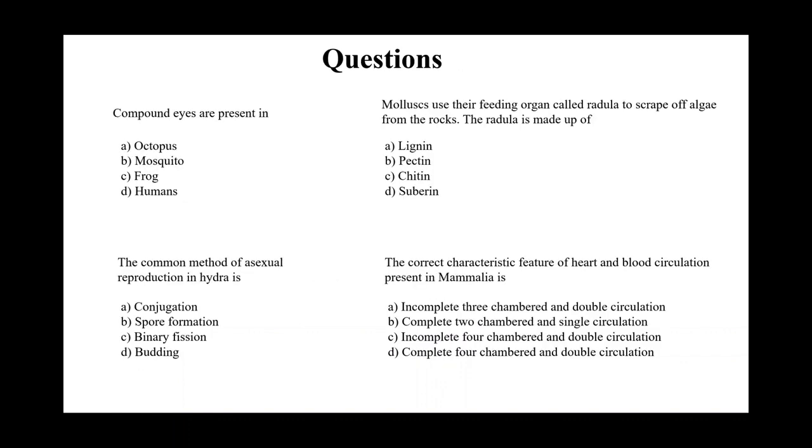Then you have the next set of questions, which said compound eyes are present in octopus, mosquito, frogs, and humans. Then we have a question which said the common method of asexual reproduction in Hydra is conjugation, spore formation, binary fission, or budding. Then mollusks use their feeding organ called radula to scrape off algae from rock. The radula is made up of what component?